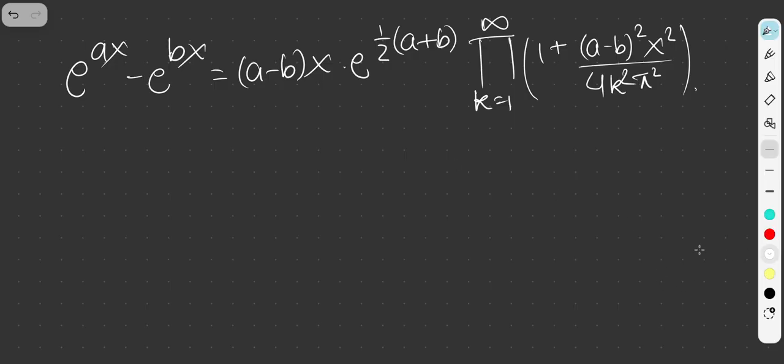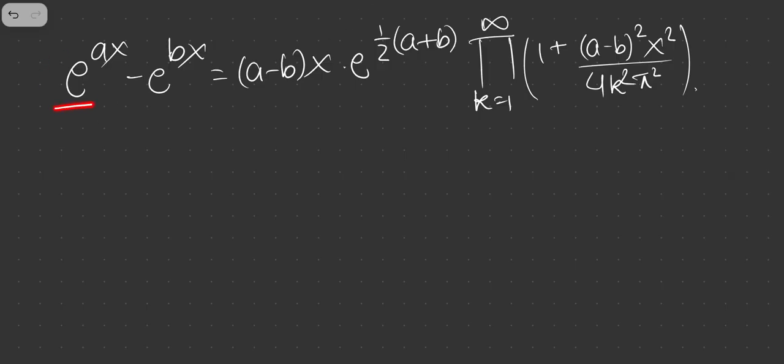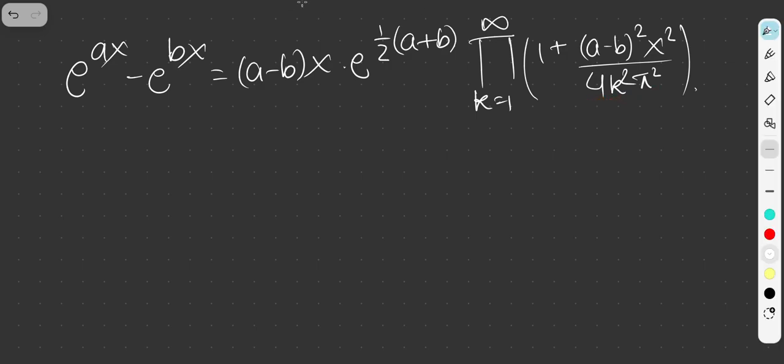Okay, so basically what we have to prove is e to the ax minus e to the bx equals (a minus b) times x times e to the 1 over 2 times (a plus b), times the product as k goes from 1 to infinity of 1 plus (a minus b) whole squared times x squared over 4 k squared pi squared. That's what we're going to prove in this video, and believe me, it's going to be easy.